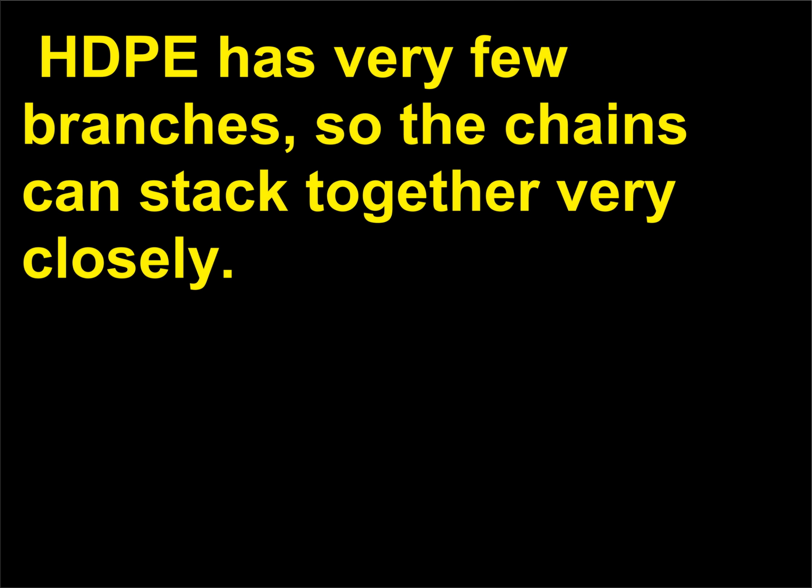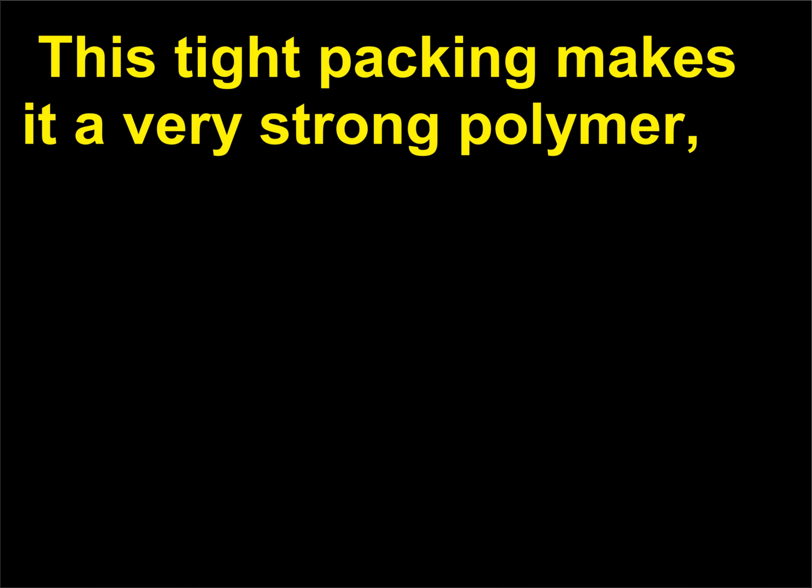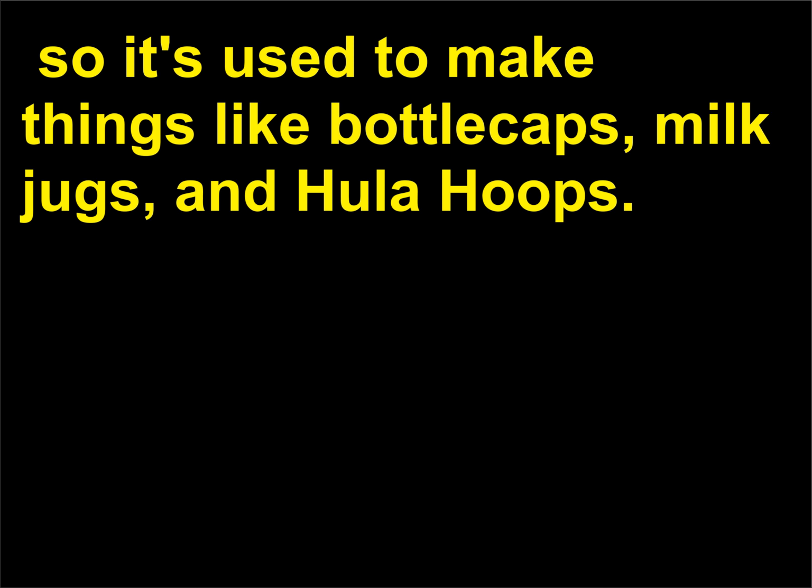HDPE has very few branches, so the chains can stack together very closely. This tight packing makes it a very strong polymer. So it's used to make things like bottle caps, milk jugs, and hula hoops.